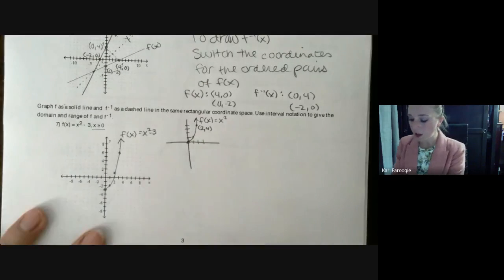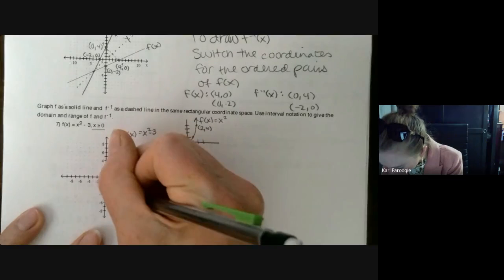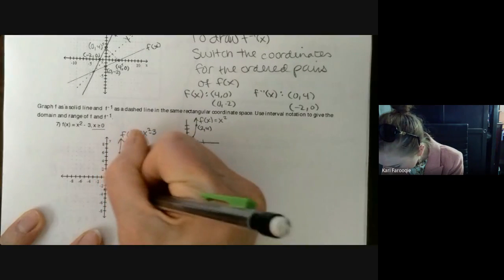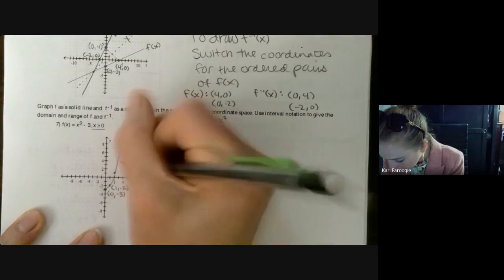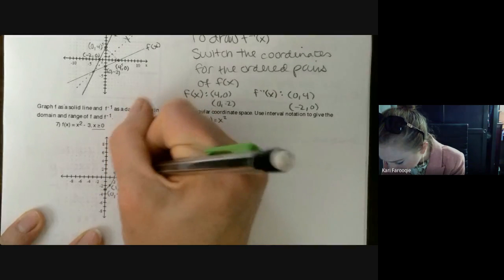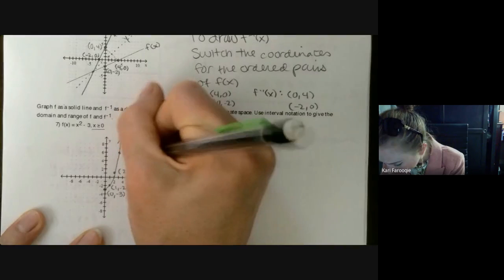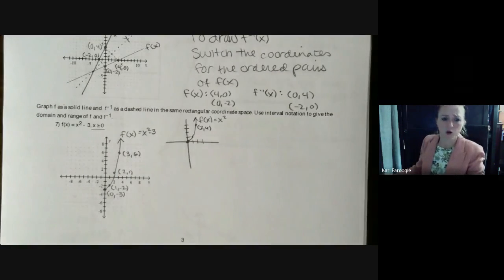So let's go ahead and switch our coordinates. If you want to label them, if that makes it easier, awesome. We have a point at (0, -3), (1, -2), (2, 1), and (3, 6). I think my labeling might overlap my graph. Let's try to do a good job.